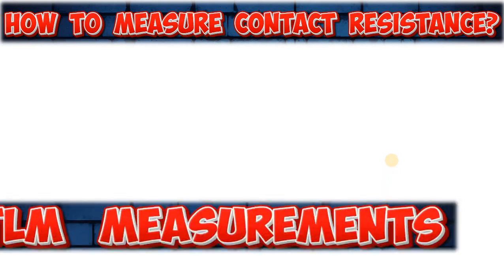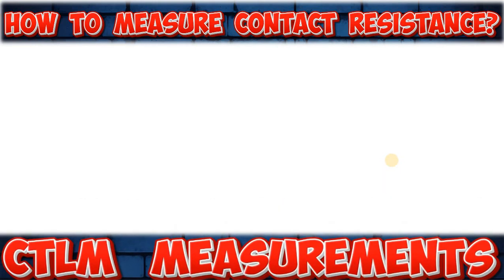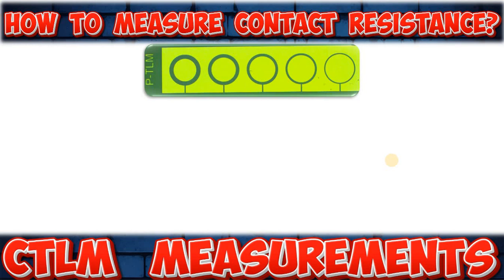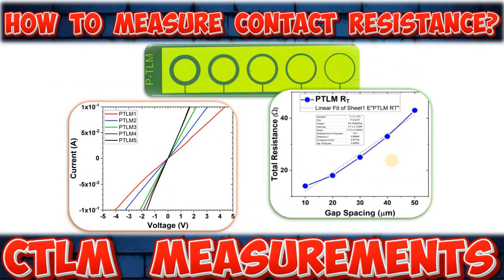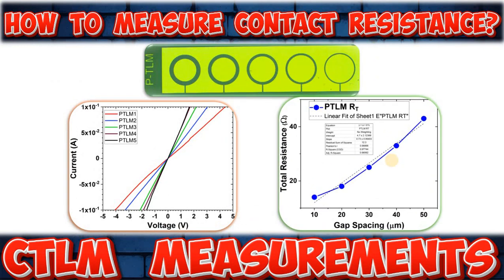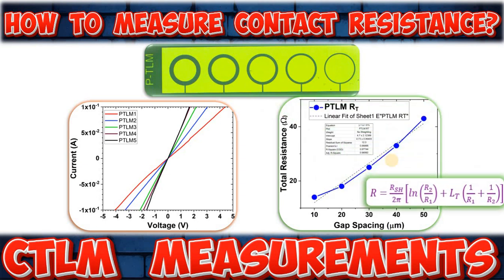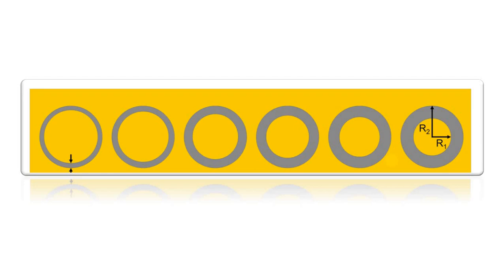If you are working with semiconductor devices, you know how crucial it is to ensure low contact resistance for optimal performance. Today I'm going to walk you through the step-by-step process for measuring contact resistance using the circular transmission line model, or CTLM technique.